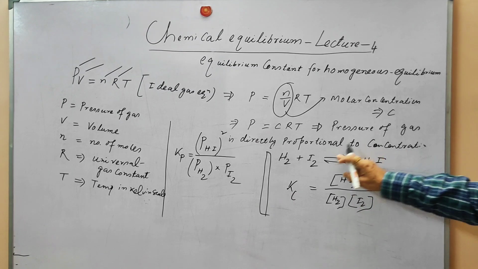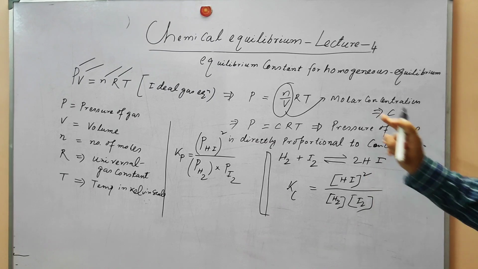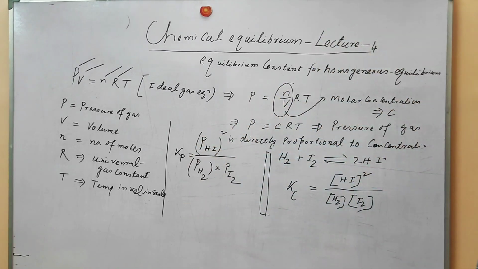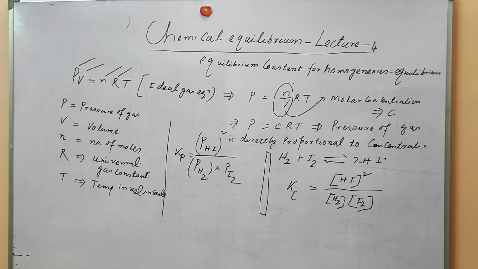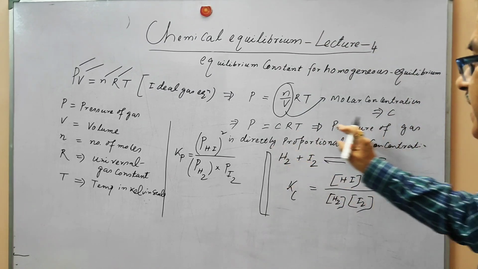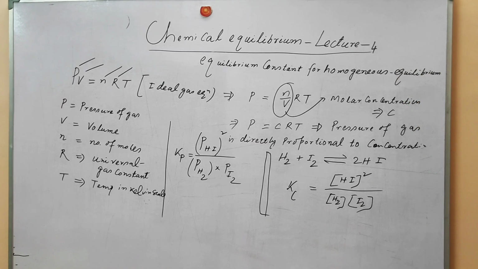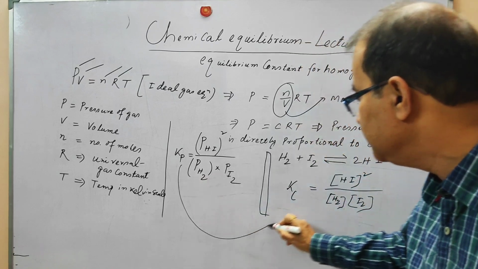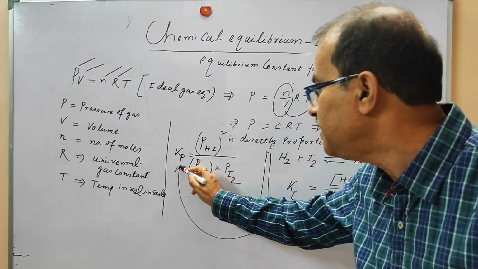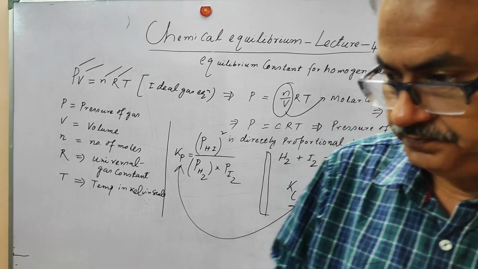The difference is that here we are taking the concentration terms at the equilibrium point, and here we are taking the partial pressures of the gases at the equilibrium point, and this is a balanced chemical equation. So now we understand what this is. Now we want to relate these two terms, Kp and Kc. How do we relate them? That we will now discuss.